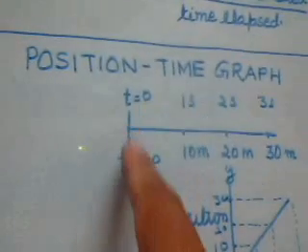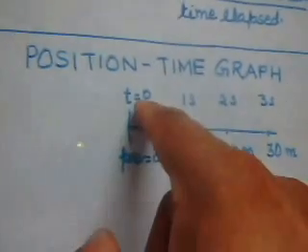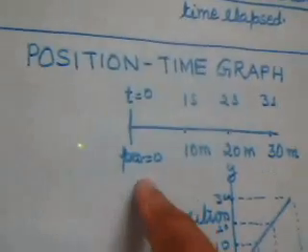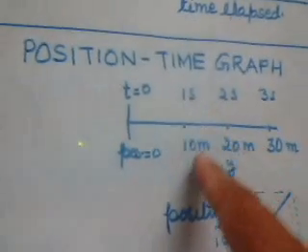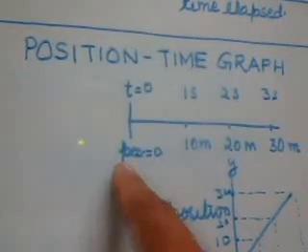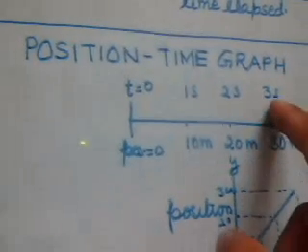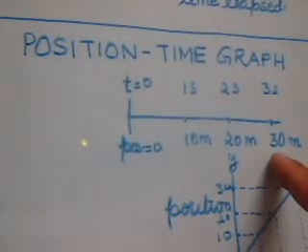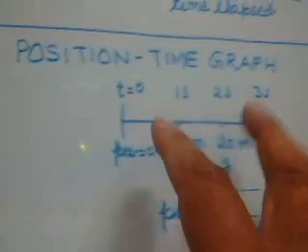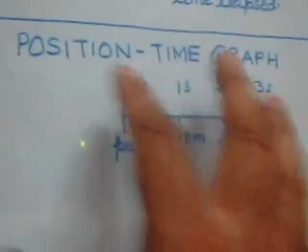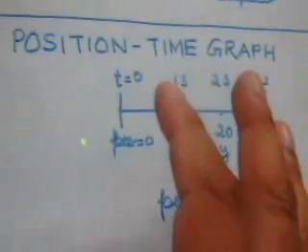Suppose a car was at rest at time t equal to 0, position is 0. At time 1 second, the car is 10 meters from the reference point. At 2 seconds, the car is 20 meters from the reference point. At 3 seconds, it is 30 meters from the reference point. We want to plot the position time graph.